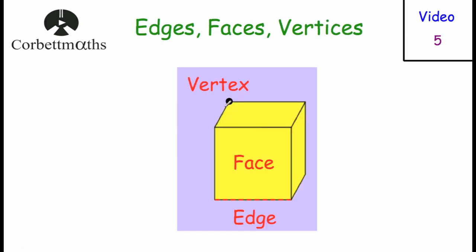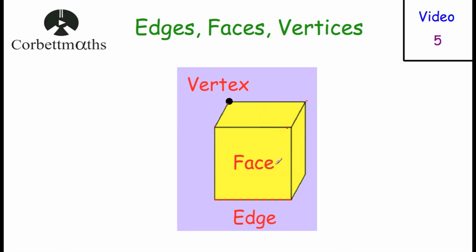So here we've got a vertex. A vertex is a corner. So with this cube, it would have 8 vertices. Vertex means one of them. When you've got more than one, it's vertices. So it would have 8 vertices. That's 8 corners, 4 in the top, 1, 2, 3 and 4, and 4 in the bottom as well, so it'd have 8 vertices.